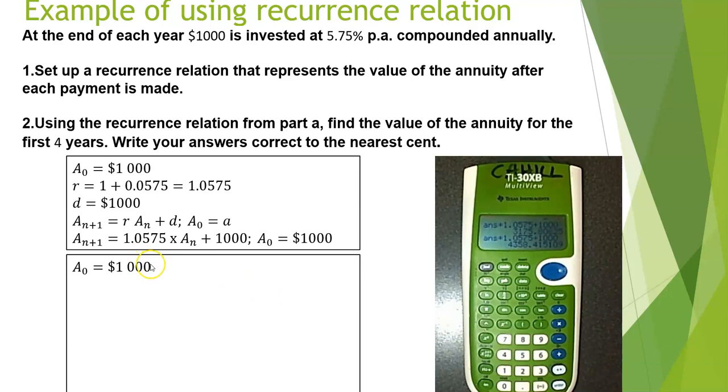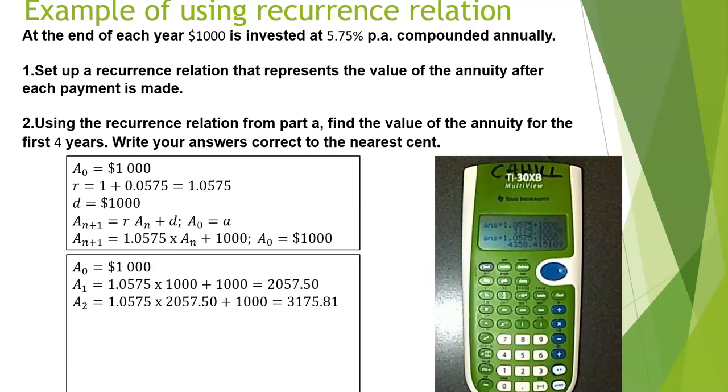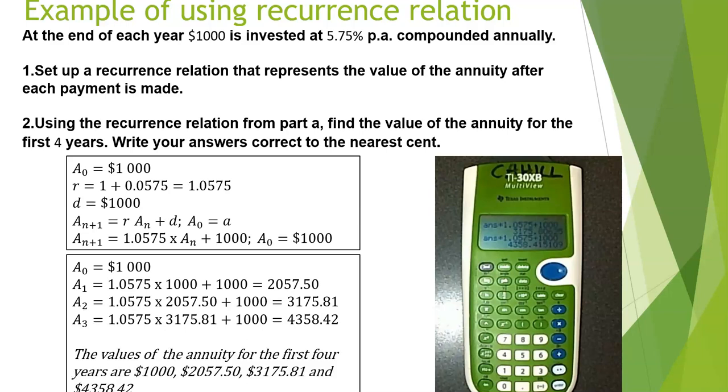So the end of my first year is $1,000. The end of my second year is $2,057.50. The end of my third year, $3,175.81. And the end of the fourth year, $4,358.42. So the values of the annuity for the first 4 years are $1,000, $2,057.50, $3,175.81, and $4,358.42.